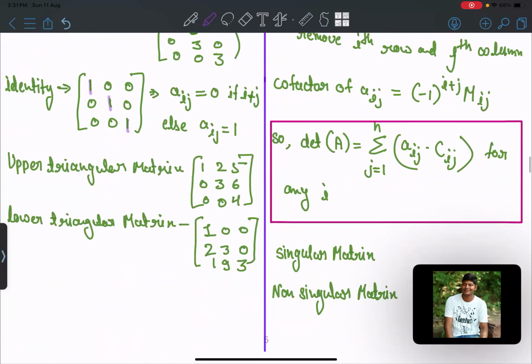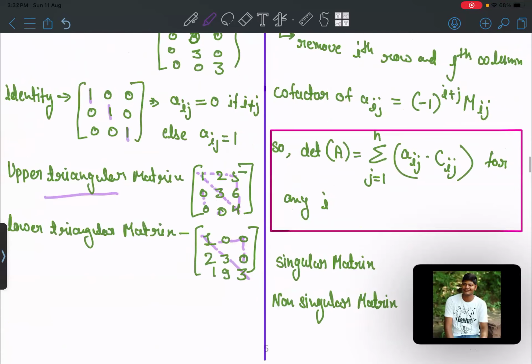Upper triangular matrix: if I draw a triangle from the diagonal, the diagonal and upper terms can be non-zero and the lower terms will be 0. So the terms below the diagonal will be 0. That is known as an upper triangular matrix. Similarly, in a lower triangular matrix, the terms above the diagonal will be 0. This is known as a lower triangular matrix.